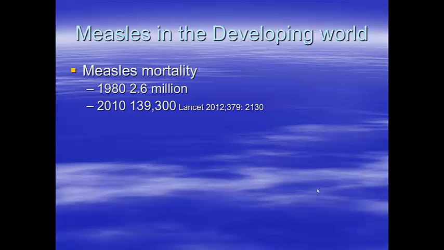So in the world, there's still a lot of measles around. 2.6 million cases in 1980, down to about 140,000 cases in 2010. So vaccine is being used worldwide. Measles cases are decreasing, but there are still sporadic outbreaks. Highly contagious infection need very high population levels to prevent outbreaks.